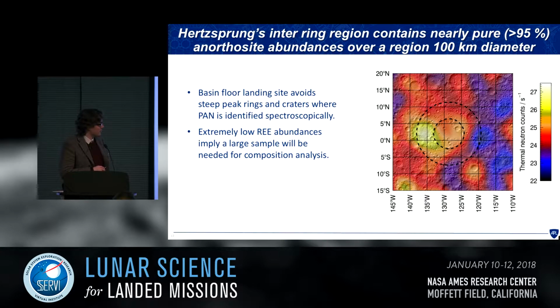But of course, one of the problems is that because it's such a strong signal in the thermal neutron data, that means you have essentially no rare earth elements. And the rare earth elements are one of the things that you want to characterize when you're looking at these samples. So that means that unlike on other missions where you'd be looking to recover, say, a kilo of something that was basalt rich or glassy in order to determine the composition perfectly, for Hertzsprung, you're going to need a somewhat larger sample size.